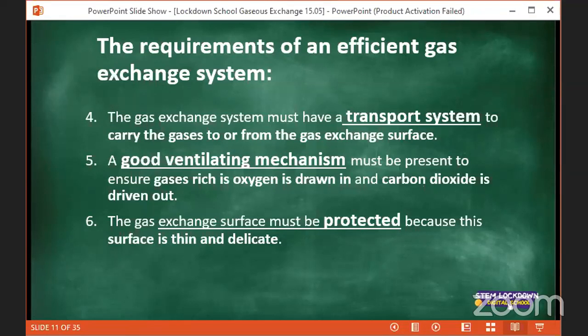So if we can just quickly revise them, the first one is a large surface area. Secondly, the gas exchange surface area must be moist. Third one, the gas exchange surface area must be thin. Fourth reason, we need a good transport system. Fifth reason, we need a good ventilating system. And then the sixth reason is that the gas exchange system or organs must be protected.